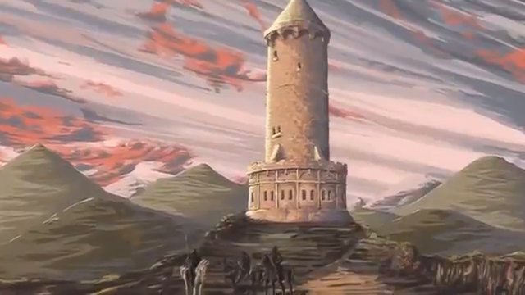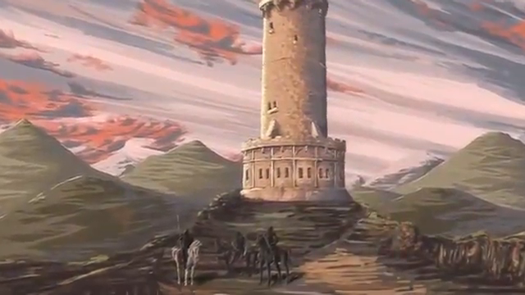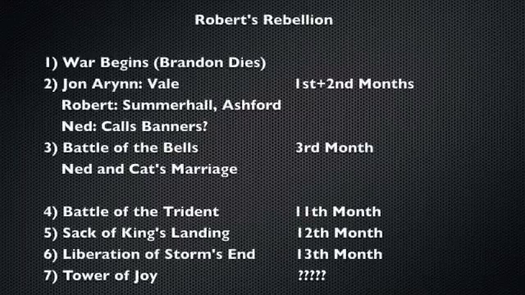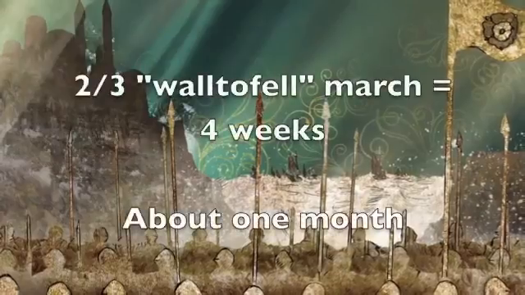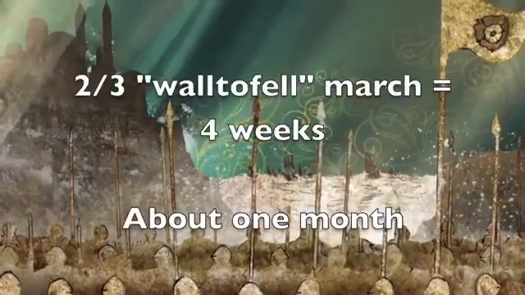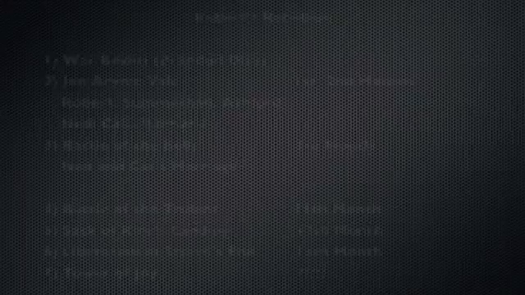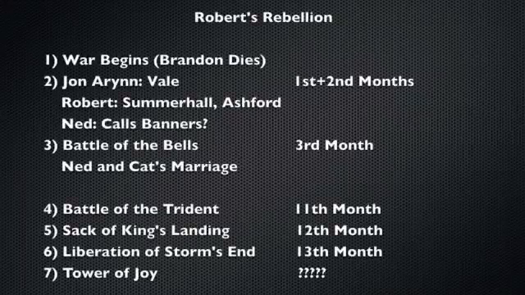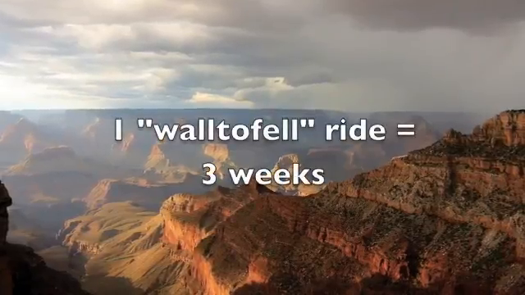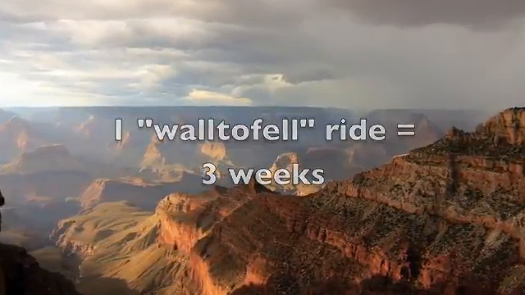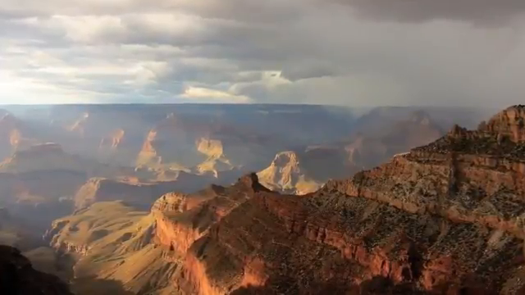But here's the thing, that doesn't leave any time for Ned to get to the Tower of Joy. After the sack of King's Landing, Ned marches his forces to Storm's End to lift the siege there. That's about 2/3 of a wall to fell, so that should take about a month by foot. After that, Ned rides through the mountains of Dorne to find the Tower of Joy, which is about a wall to fell, so tack on another 3 weeks. Not to mention it's mountainous terrain, and it's a place he's never been before.